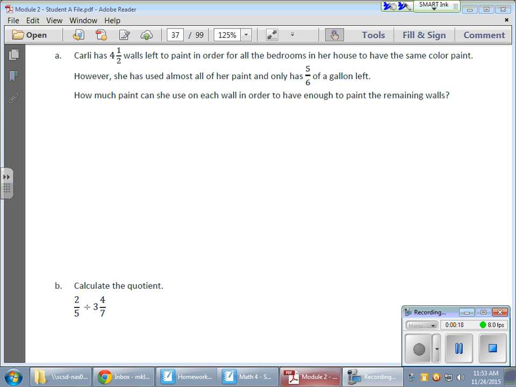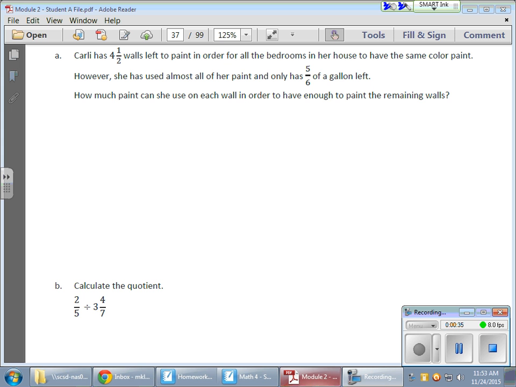So we have Carly. She has 4.5 walls left to paint in order for all of her bedrooms in her house to have the same color paint. However, she has used almost all of her paint. She only has 5/6 of a gallon left. How much paint can she use on each wall in order to have enough paint?